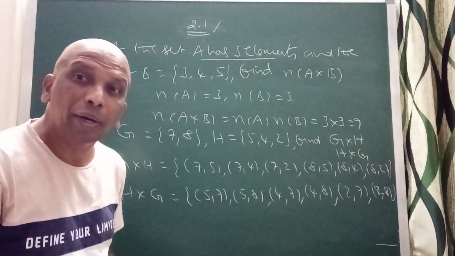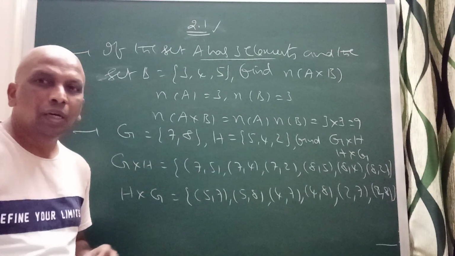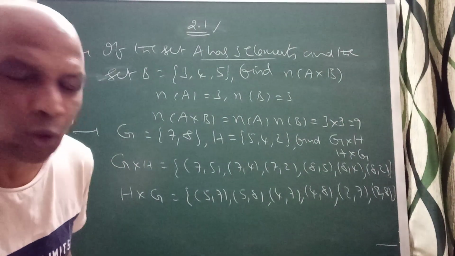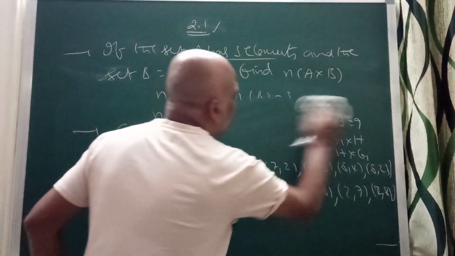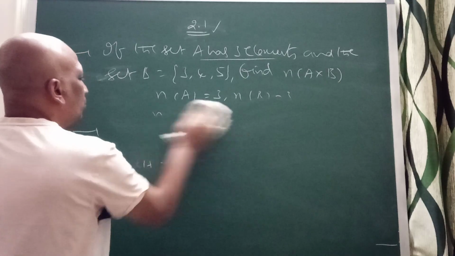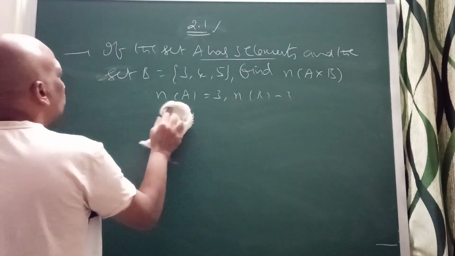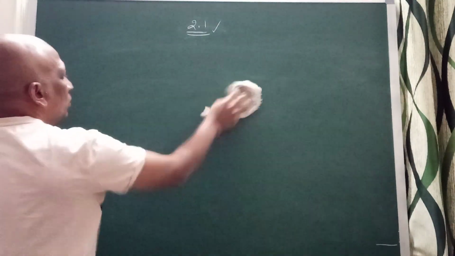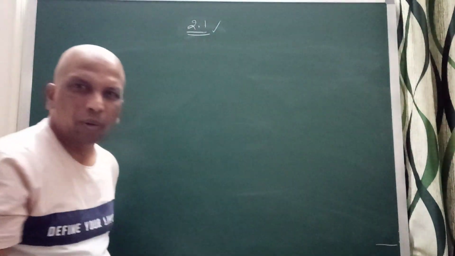Clearly we know that these two are not equal. G cross H is not equal to H cross Z. That we can write. Now think about the fourth problem. Just look at the fourth problem, just what they explained.